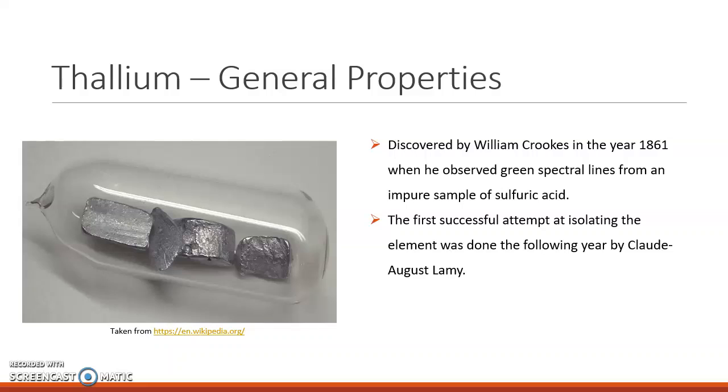Thallium was first discovered by William Crookes when he noticed green spectral lines on an impure sample of sulfuric acid. The first successful attempt at isolating the element was done the following year by Claude Auguste Lamy. As you can see on the left, it also has a blue-gray color and is solid at standard pressure and temperature.